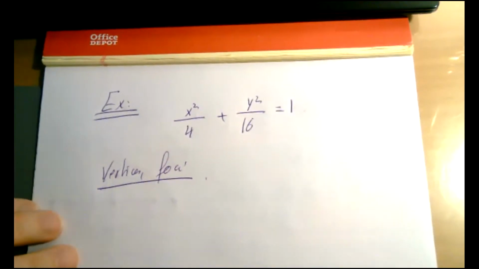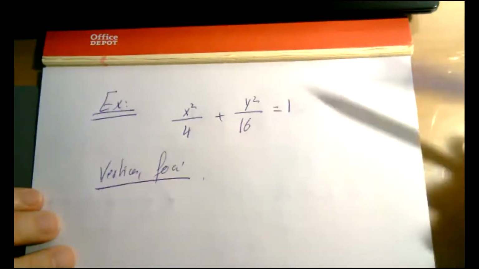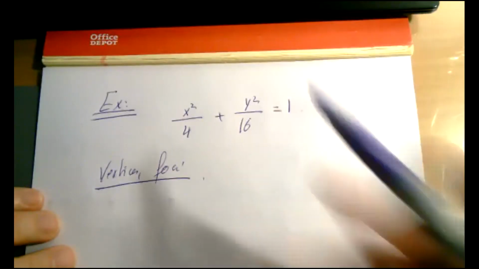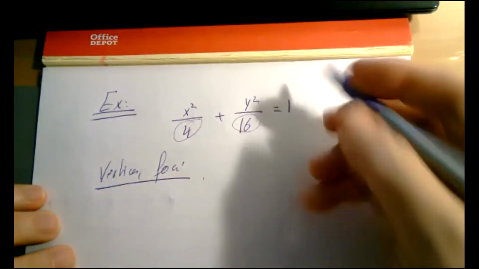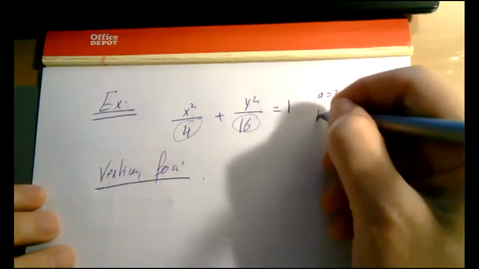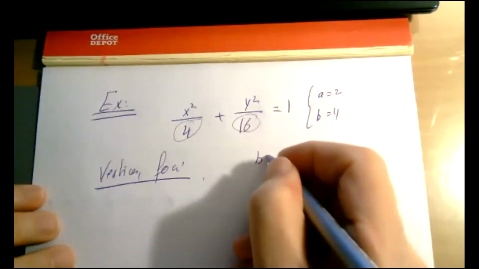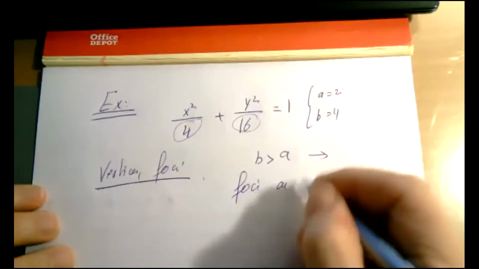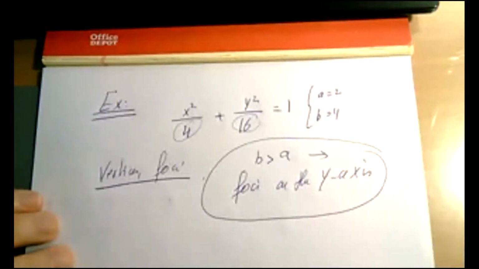Okay, so how do we handle those types of problems? Step number 1, we have to know whether the foci lie on the y-axis or the x-axis. And what determines this is which one of those is larger. So in this case, my a is 2. That's the a. My b is 4. So if b is greater than a, it means that's the scenario where the foci are on the y-axis. Okay, so that's the first thing we noticed.